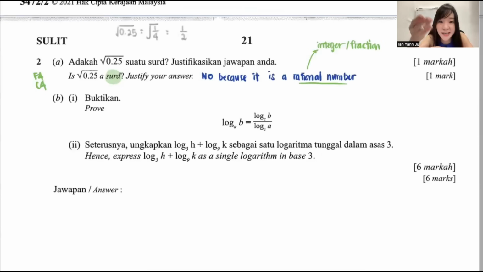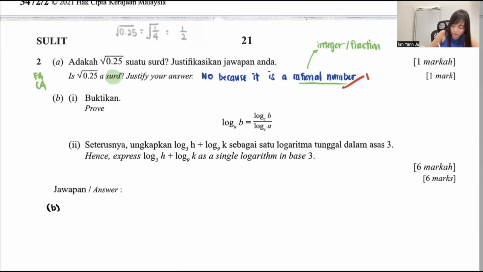So whenever you get, like you see, I get 1 over 2, I get a fraction. If I get 2, I get an integer. So whenever I get a fraction or an integer, we always call it a rational number. Okay, so that's why whenever you get a rational number, then obviously you're not a surd, right? That's how you explain it. And just like that, you guys get 1 mark from here.